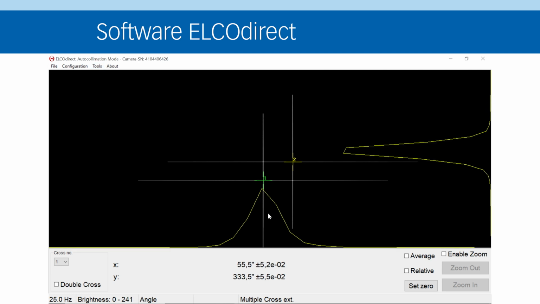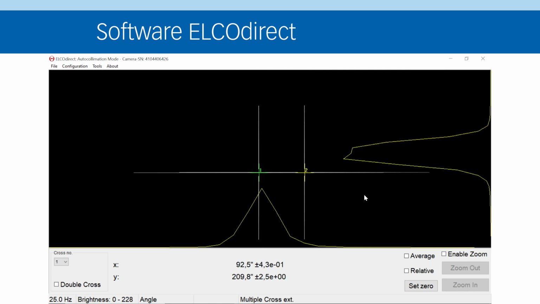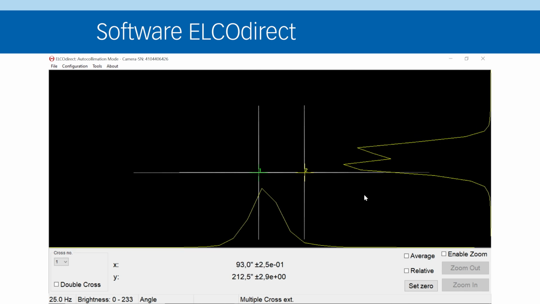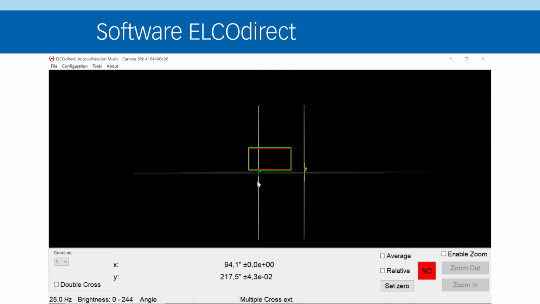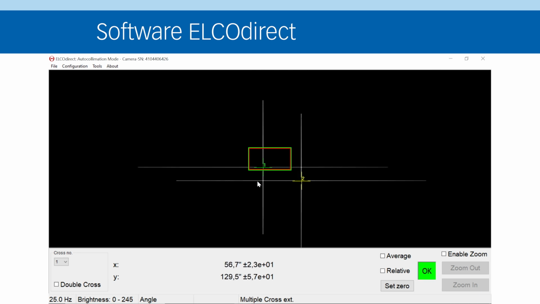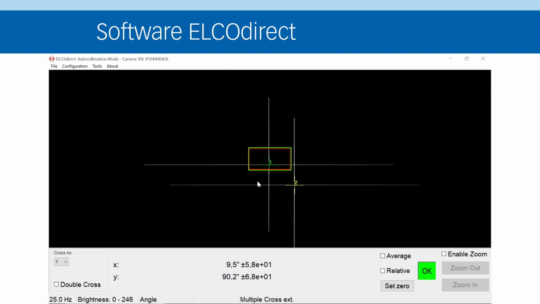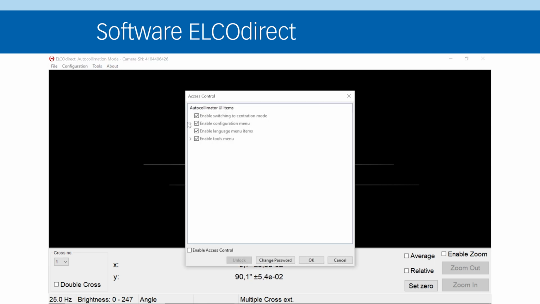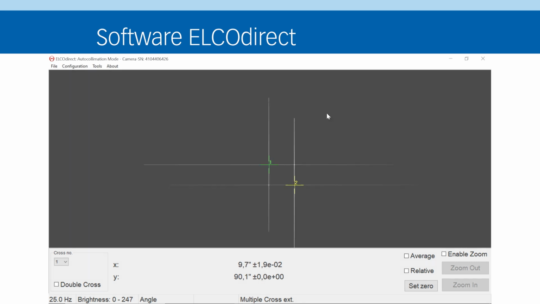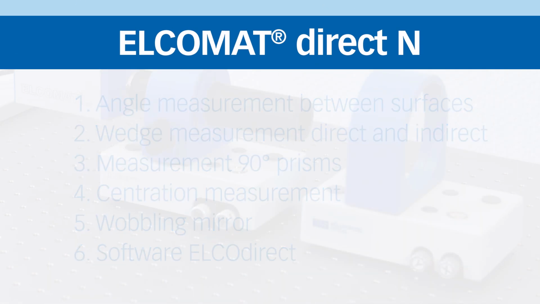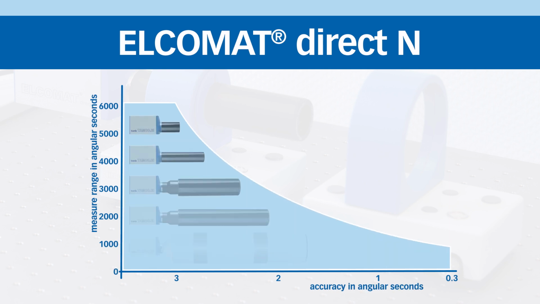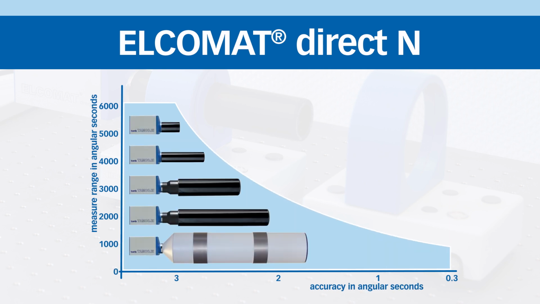The so-called line section provides information about the quality of the measuring beam as well as valuable additional information for aligning two measuring surfaces with each other when the measuring signals are superimposed. Tolerance ranges can also be defined to quickly determine whether a measurement is within or outside a required tolerance range. All configuration options can be restricted to specific user groups with the user control in order to ensure process-reliable measurement with the Elcomat Direct-N. Depending on the requirements of the measuring task in terms of measuring range and measuring uncertainty, the appropriate Elcomat Direct-N can be selected from our product line.